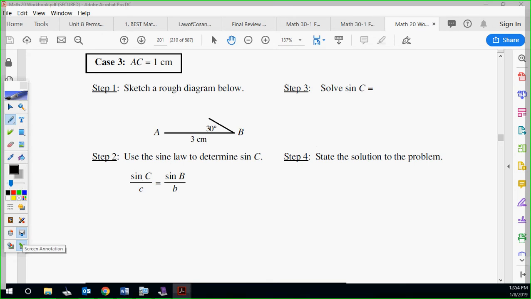Okay, so AC is 1 now. So the problem with this is, physically with the triangle, a 1 can't close it off. And so it looks kind of weird. It just can't make it. And so if we do sine law, let's say you didn't notice that. If we do sine law, it would be sine of C over 3 equals sine of 30 over 1. If you times that over 3 times sine 30 over 1, you get sine of C is 1.5.